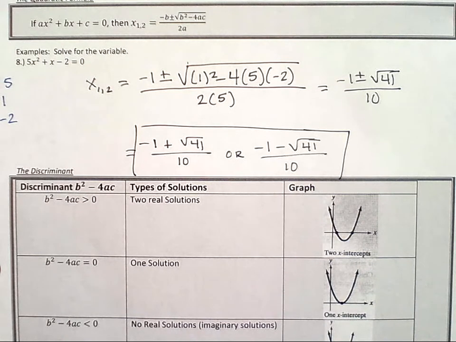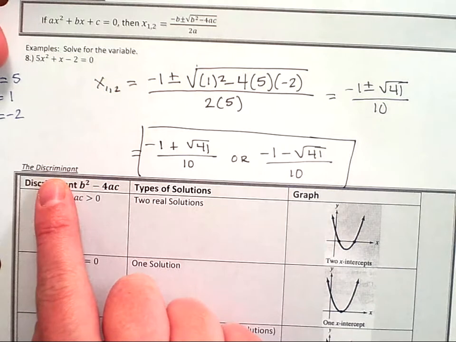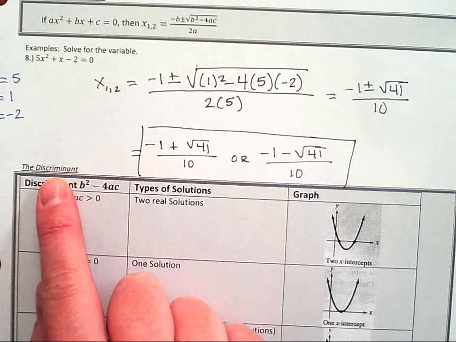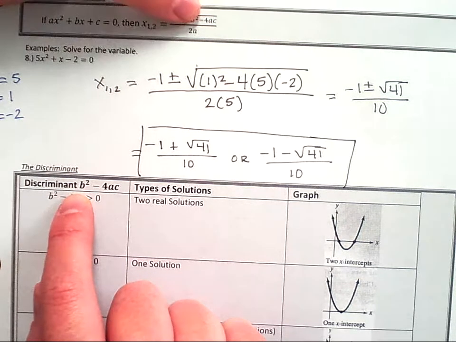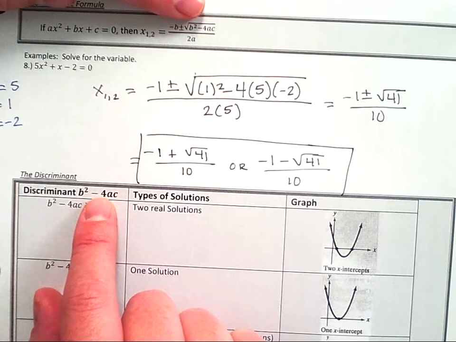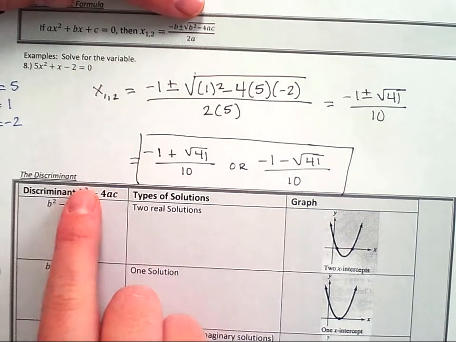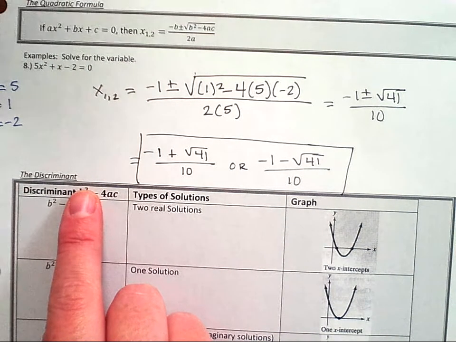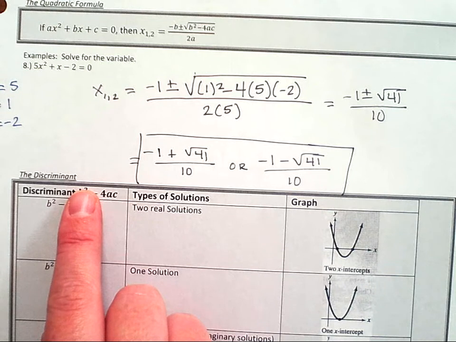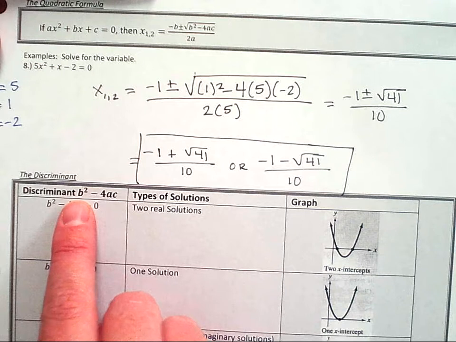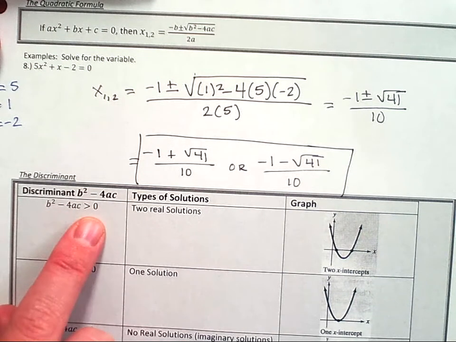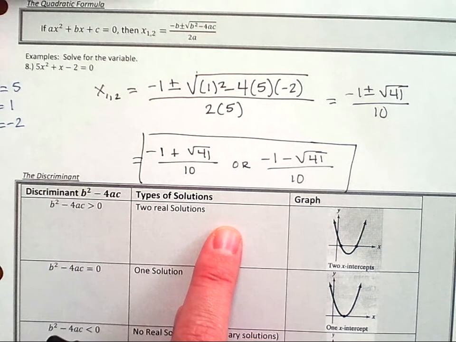Okay, so let's talk a little bit more about the quadratic formula. Let's talk about the discriminant. The discriminant is the name of the stuff under the square root. So it's the b squared minus 4ac. That's the discriminant. Okay? That's it. So we're just looking at part of the quadratic formula. We're just looking at what's under the square root. So if what's under the square root is positive, right? Just like our example, we get two solutions.